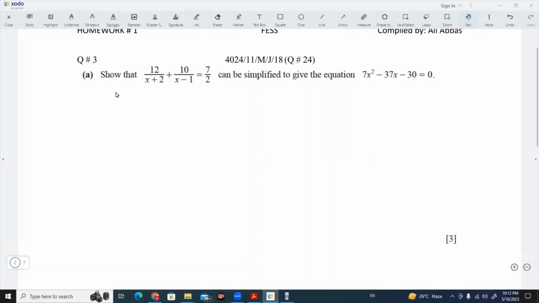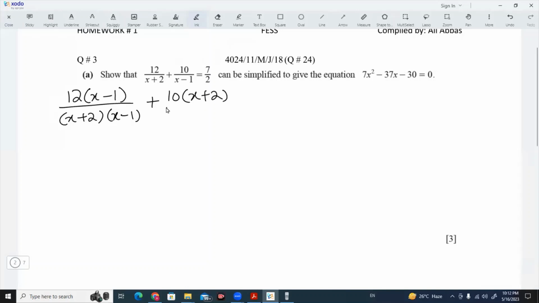How can we make the denominator same? We have to multiply 12 with x minus 1, the other denominator, and divide by the same thing as well, x plus 2 times x minus 1. A similar thing will be done on the other fraction. We have to multiply with the opposite term, meaning we multiply and divide with x plus 2. So x plus 2 times x minus 1 equals 7 over 2. What we have to do in the next process is write down the denominator.